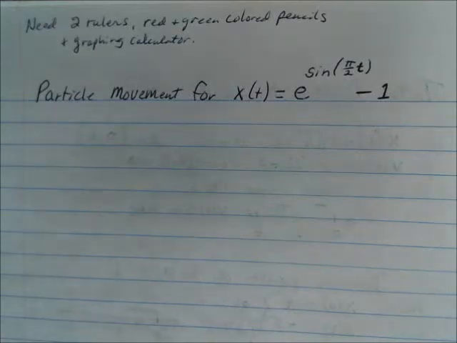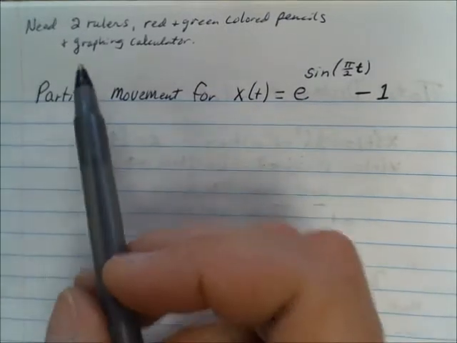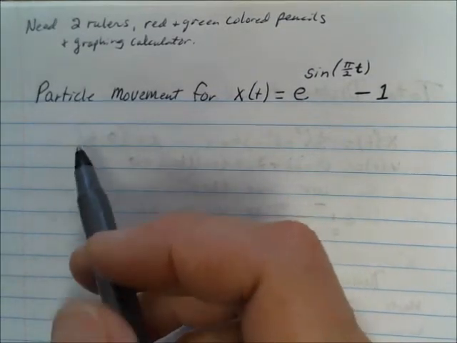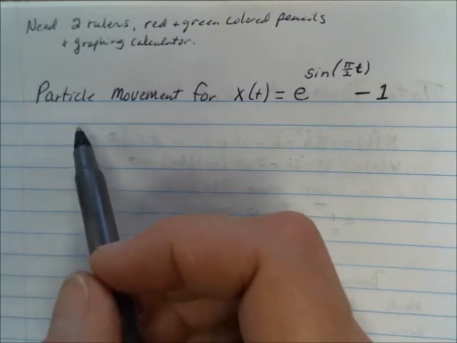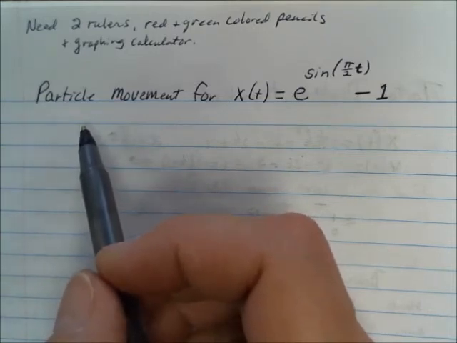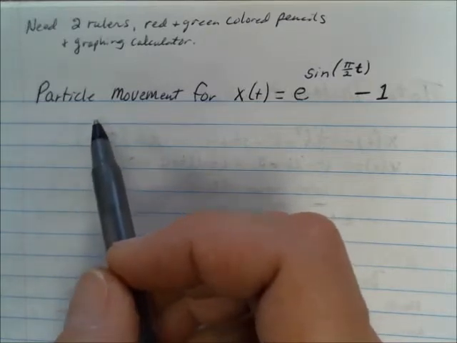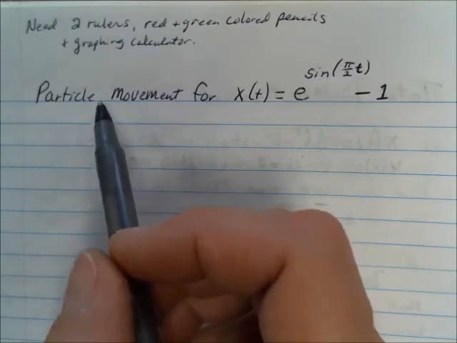Today's lesson is going to be on particle movement once again, and this time we're going to be using our graphing calculator to display the velocity and acceleration graphs. And I'll show you a special function of the graphing calculator that you can use if you're allowed to use a graphing calculator on a problem like this.